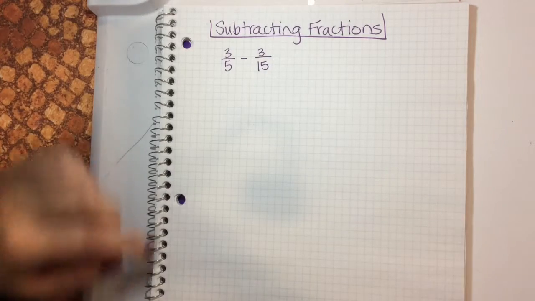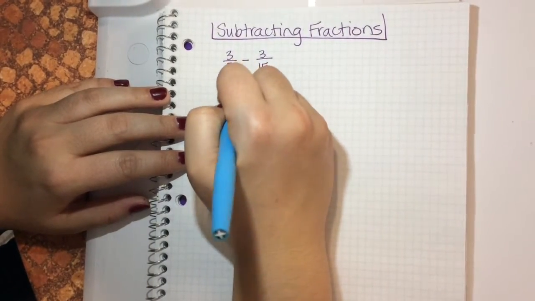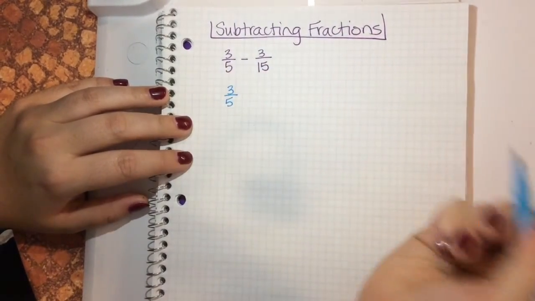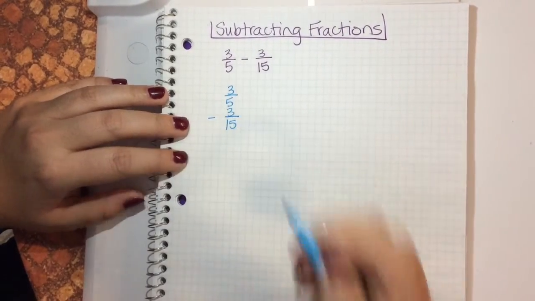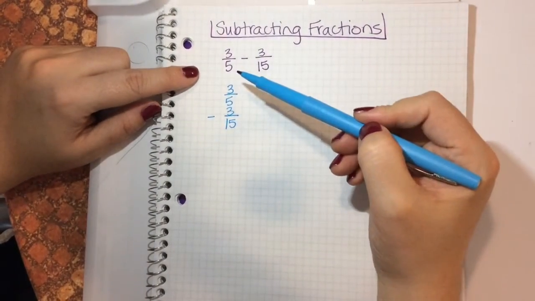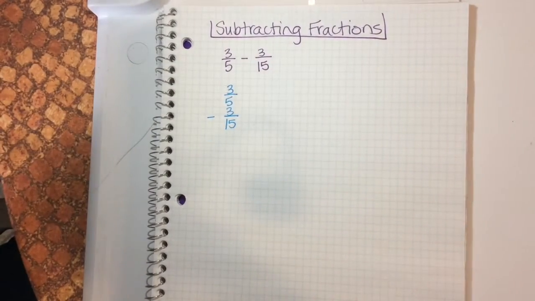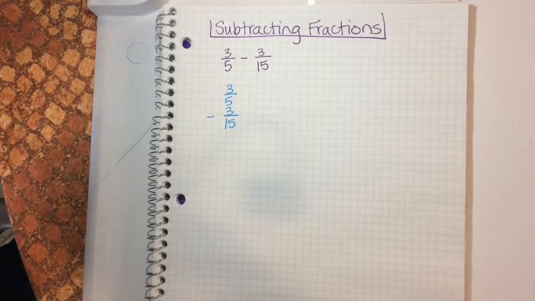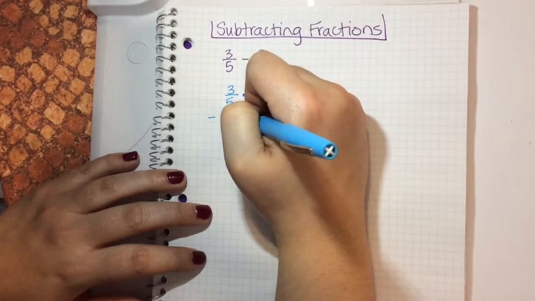So the first thing that I want to do is look at my numbers here. I'm just going to go ahead and write it vertically. So 3/5 minus 3 over 15. And I notice here I've got a 5 in the denominator of the first fraction and a 15 in the denominator of the second fraction, which isn't helpful for me in trying to just combine these quickly. So the first thing that I need to do is find a common denominator for the two.